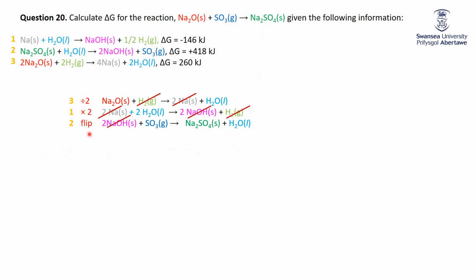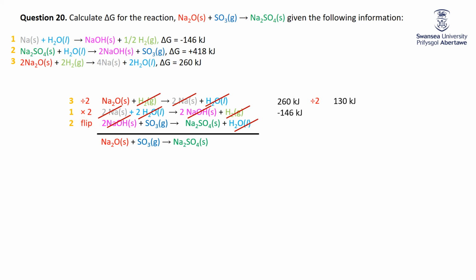So now combining those, cancel out the 2 NaOHs, and I've got 2 waters on the left, 1 plus 1, or 2 waters on the right, so I can cancel them out, add it all together, and I get my final equation. So now for the delta G's. Well, I took equation 3, for which the delta G was 260, but I divided it by 2, so that's 130. I took equation 1, for which the delta G is minus 146, but I doubled it to give me minus 292. And then I took equation 2, which was 418, flipped it, and so that becomes minus 418. Add all of them up, the overall delta G, minus 580 kilojoules.